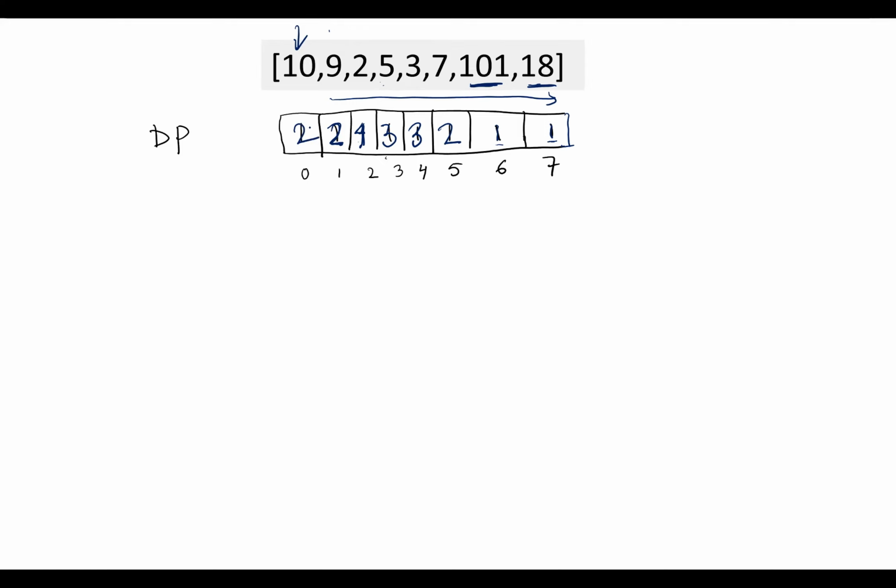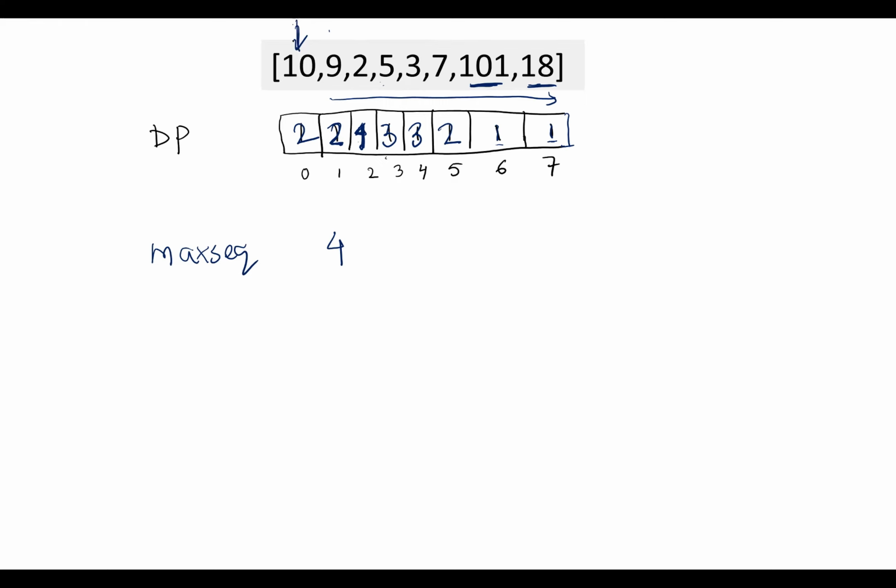And meanwhile, I am keeping somewhere, say, max sequence length. So every time one of these is calculated, I update the max sequence length, and as you can see, max sequence length is 4. Okay, so what's the complexity of this algorithm?